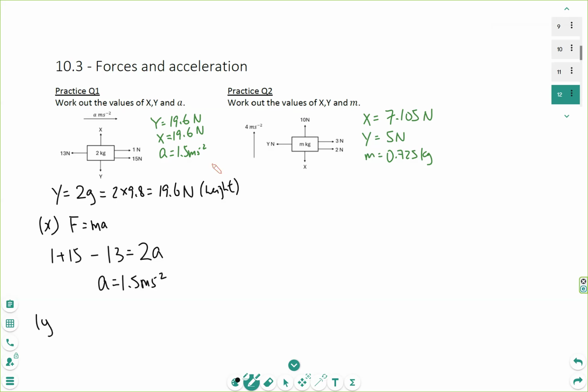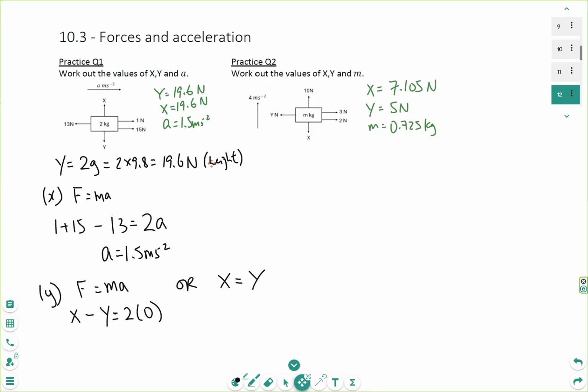So what about for the y? For the y, there are two ways you can do it. One, you can set up F equals ma, where the acceleration is 0. So the resultant force x, take away downward forces equals 2 times 0, because there's no acceleration on the y. Alternatively, because I know there's no acceleration on the y-axis, the upward forces will equal the downward forces. Whichever way you rearrange it, you get the same answer: x equals y. So x also equals 19.6 Newtons.